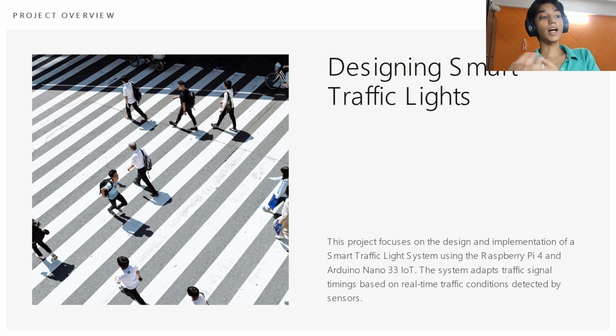So I have this Raspberry Pi 4, and then the Arduino Nano IoT33 would be connected to my sensors. For the time being, I am going to be using RFID and the ultrasonic sensor in order to detect whether the lane is completely filled or how many vehicles are present on the lane, and then it will be changing the traffic light accordingly. And here I would be creating the traffic light with the help of LEDs.